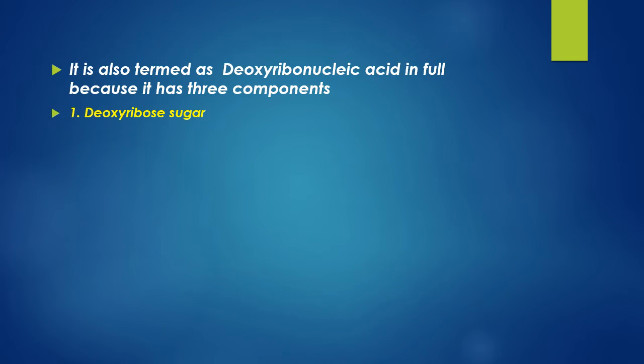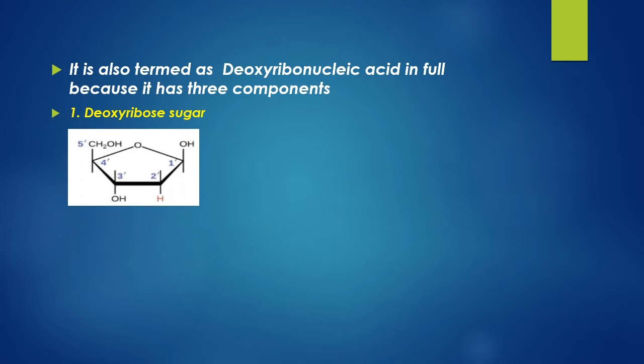So next we have DNA in full. It can be termed as deoxyribonucleic acid, because it contains three major components. So the first one is the deoxyribose sugar. The term deoxy is because of the fact that the second carbon is attached to a hydrogen group as opposed to an OH group.